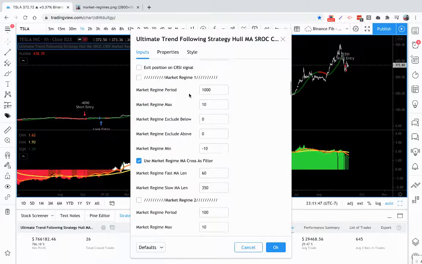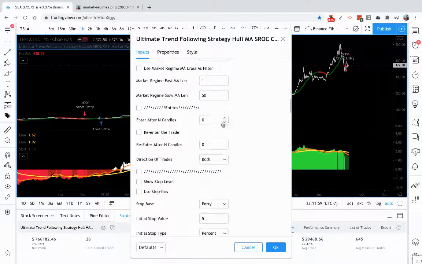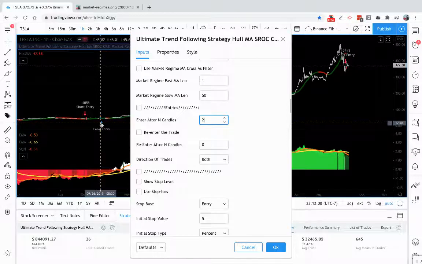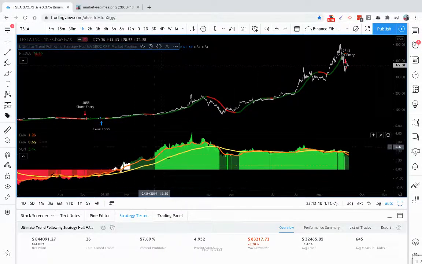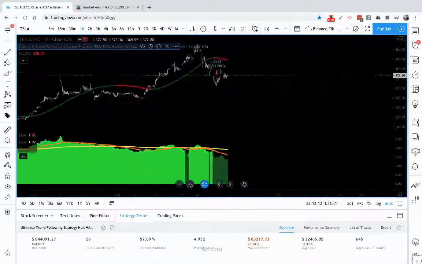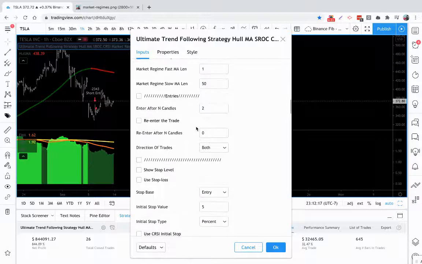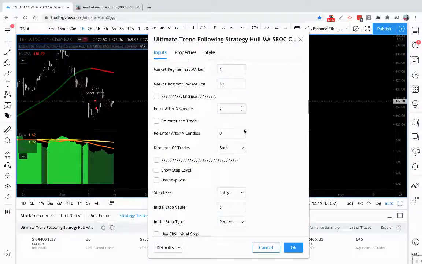And you have two market regimes. You can use one as a slow and one as a fast. And you could just change your settings, the look back periods here and here for that. You could enter after a certain amount of candles. So if you want to delay entry, you'll see here that I moved ever so slightly. Actually, I should probably zoom in more so you can see it better. So let's look at that again. We're going to go to our enter after candles.